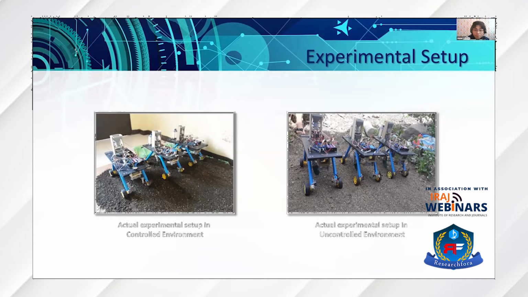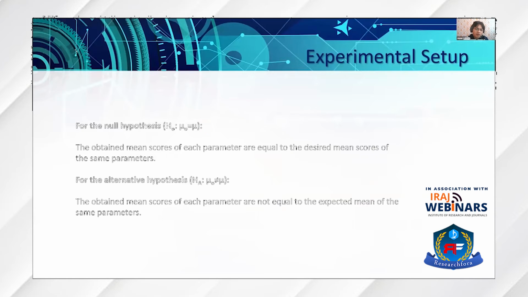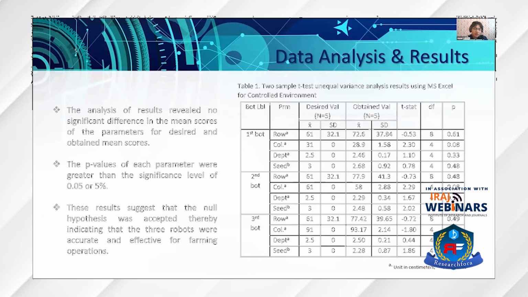So for the null hypothesis, the obtained mean scores of each parameter are equal to the desired mean scores of the same parameters. While for the alternative hypothesis, the obtained mean scores of each parameter are not equal with the expected mean of the same parameters. So let's proceed with the data analysis and results.